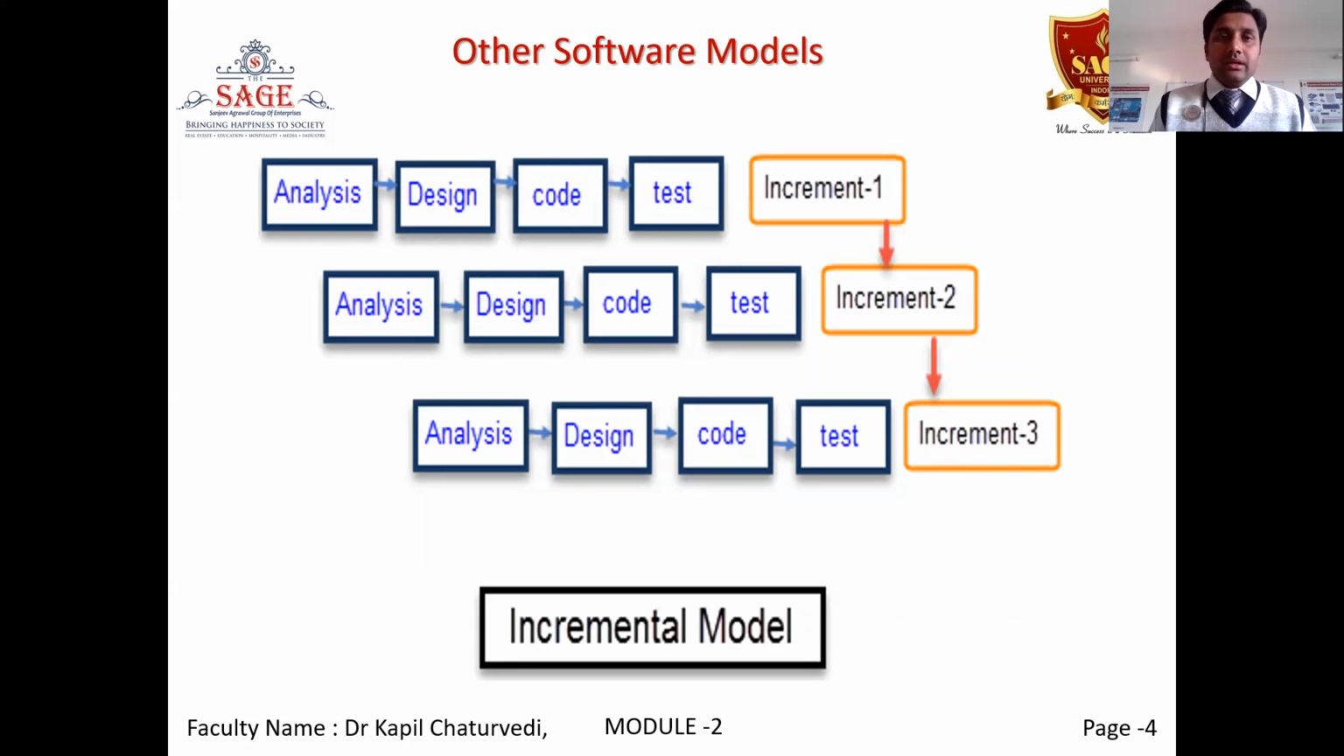The second model is the incremental model, which says that we can develop a project in parallel, in different increments, and each increment follows the same SDLC steps like analysis, design, code, and testing in increment 1, and the same steps in increment 2, and the same process in increment 3. Because in each and every increment we follow the same steps, we call it the incremental model.